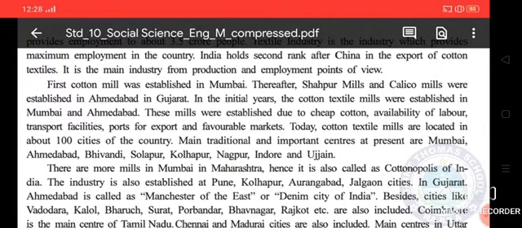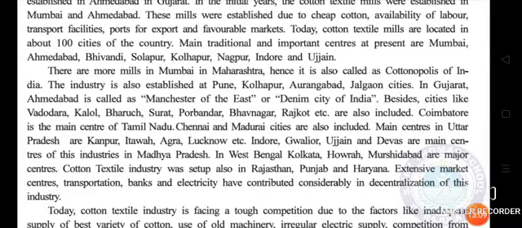Main traditional and important centers at present are Mumbai, Ahmedabad, Bhiwandi, Solapur, Kolhapur, Nagpur, Indore and Ujjain. These are some of the traditional and important centers for the cotton industry or the textile industry. There are more mills in Mumbai in Maharashtra, hence it is also called the Cotton Polis of India. So, which place is known as the Cotton Polis of India? Mumbai in Maharashtra. That is why it is called Cotton Polis of India.